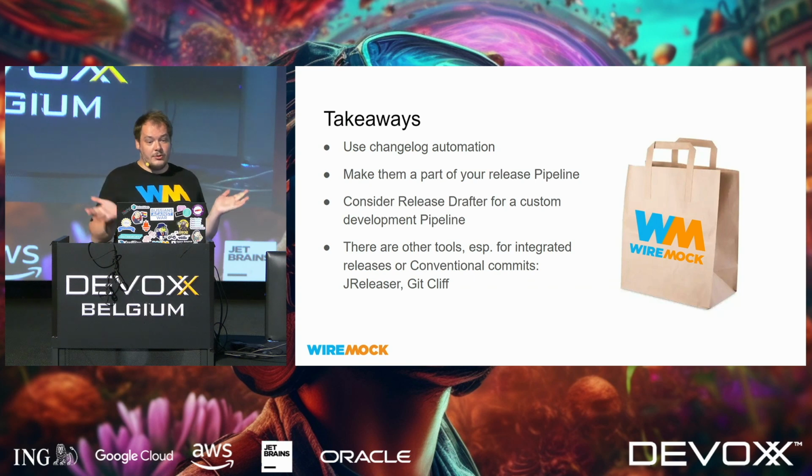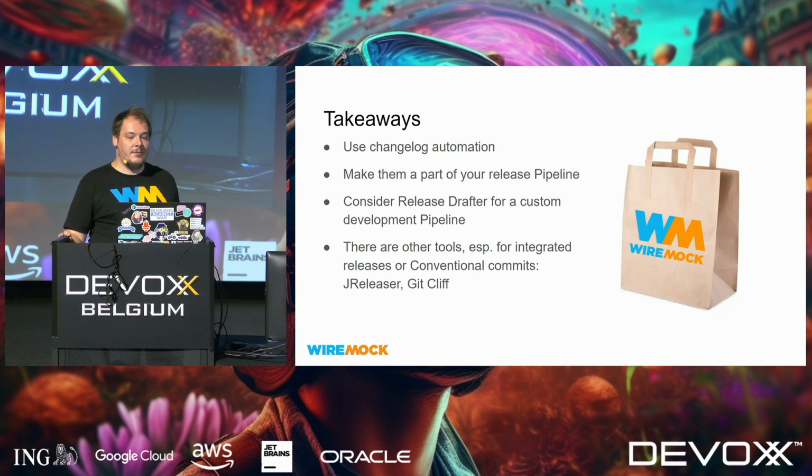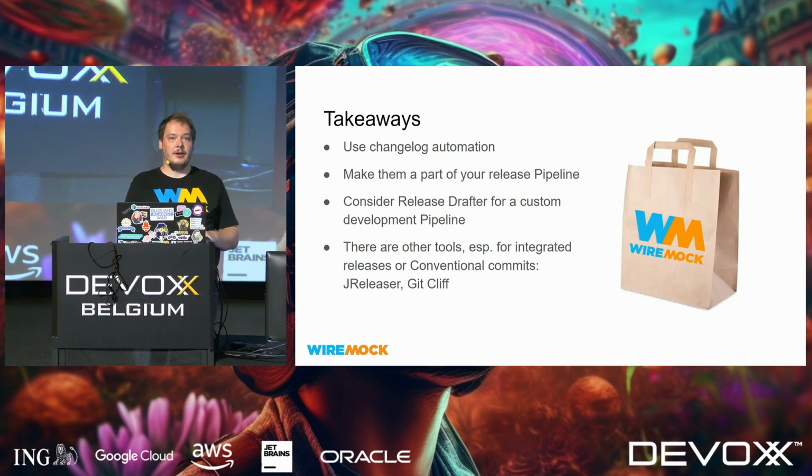So my recommendation to you: just use changelog automation. There are many tools available for that. Like JReleaser, I mentioned, it was actually presented yesterday. Also, there are tools like git-cliff.